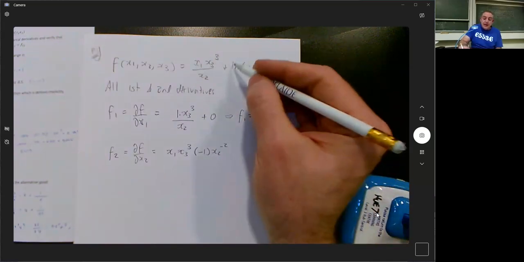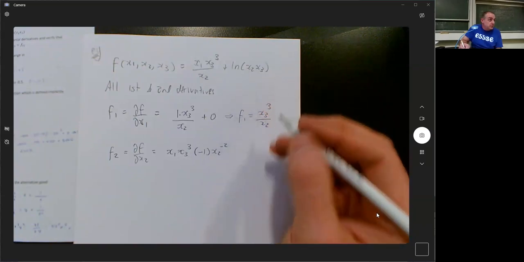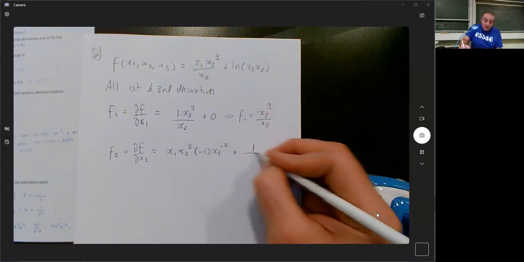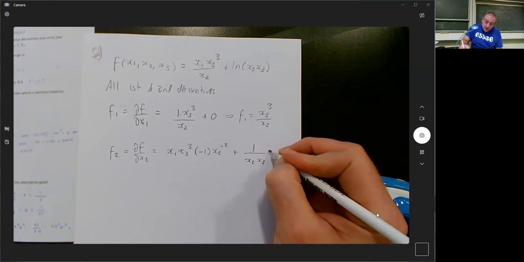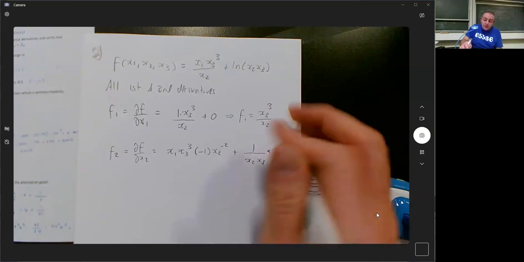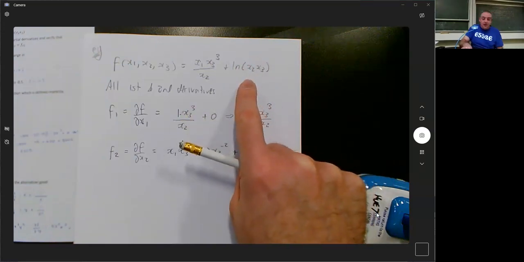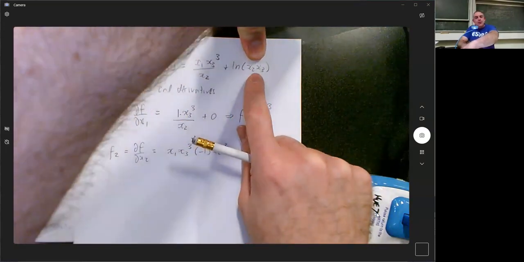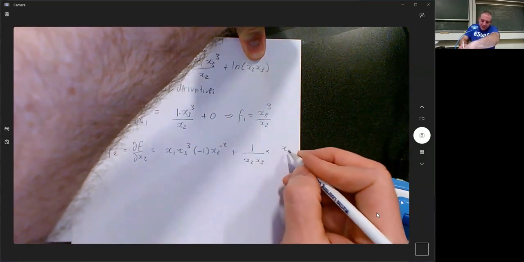And then ln, when you differentiate something involving ln, you get 1 over whatever's inside it. And then, because of the chain rule, I have to multiply by the derivative of whatever actually is on the inside. And the derivative of that, the x3 counts as a constant, it's multiplied on, so it's still there. And the derivative of x2 is 1.